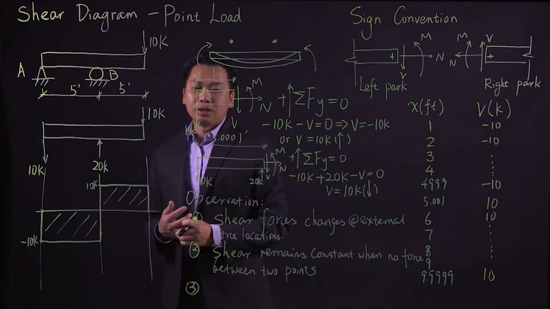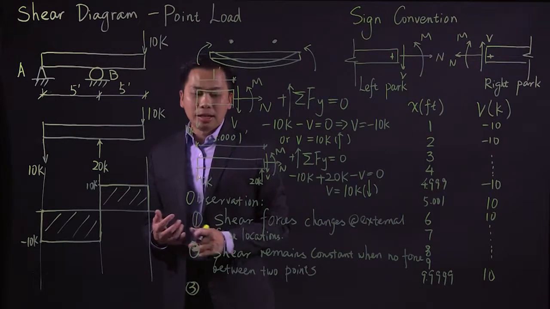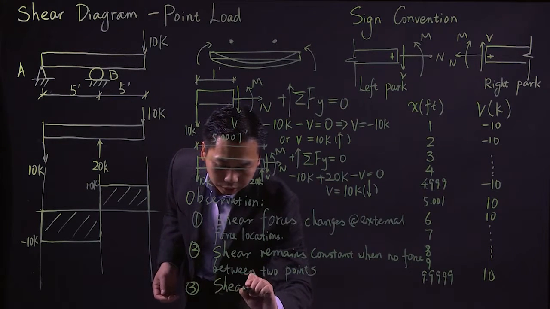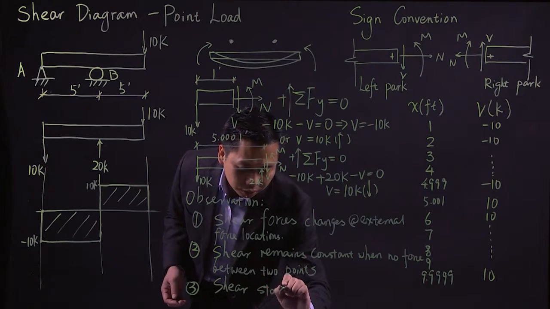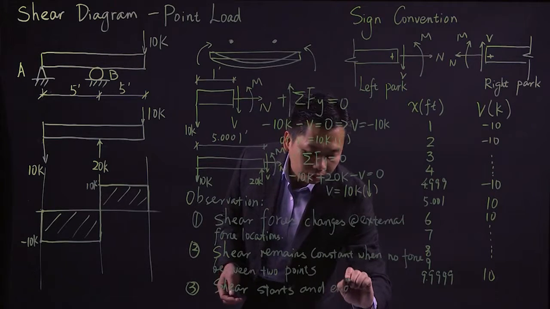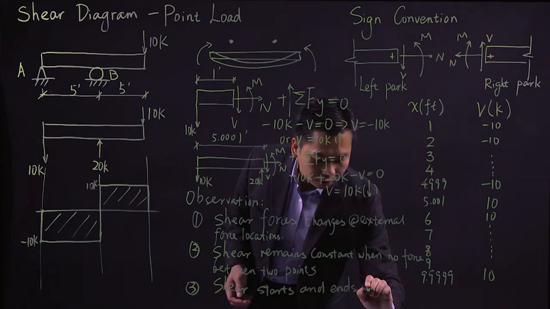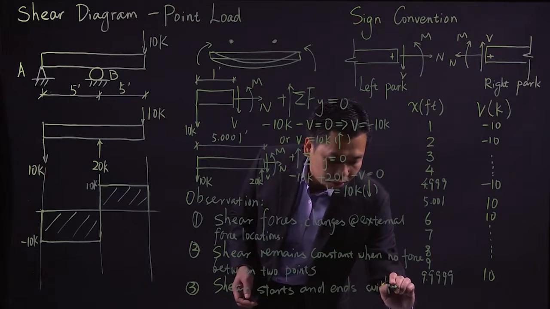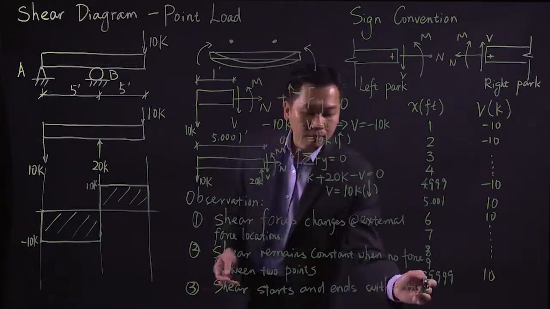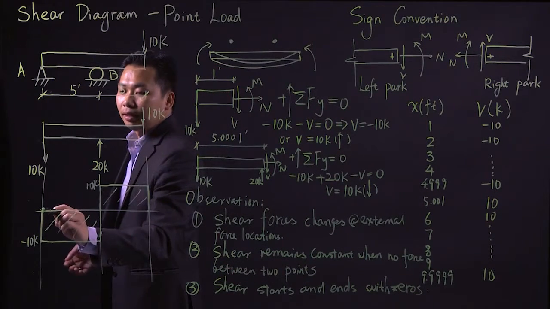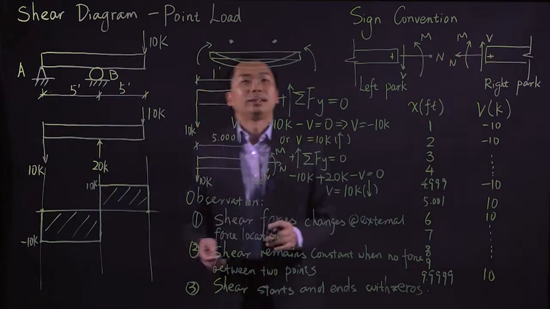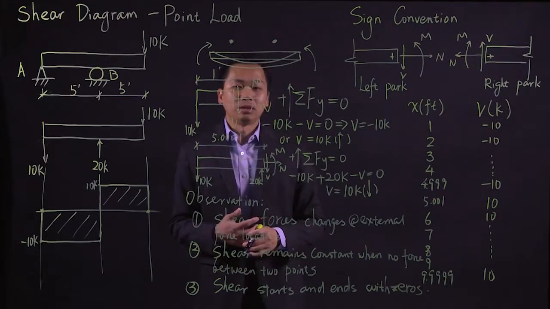The third observation that we can see here is your shear starts and ends with 0. So at point A, you have 0. At the end, you have 0. If that's not true, a mistake has been made somewhere, and you need to try to figure it out.